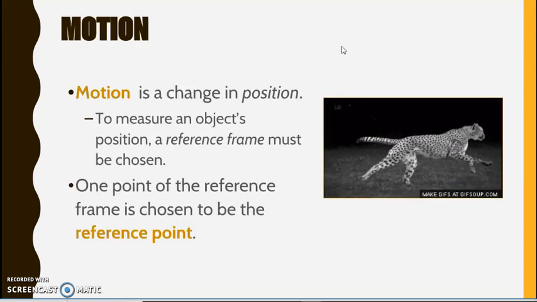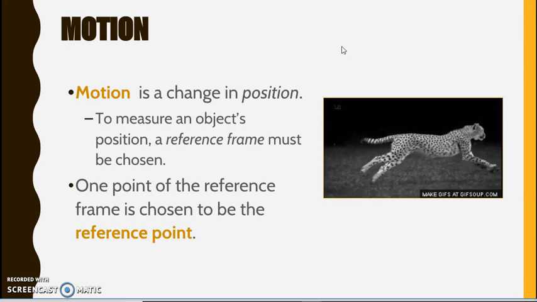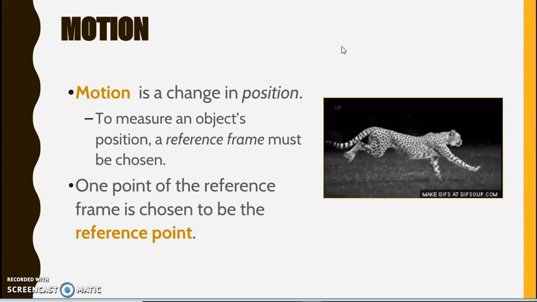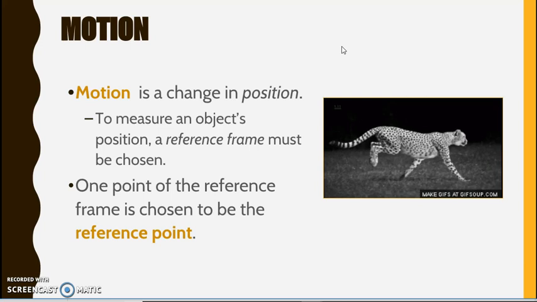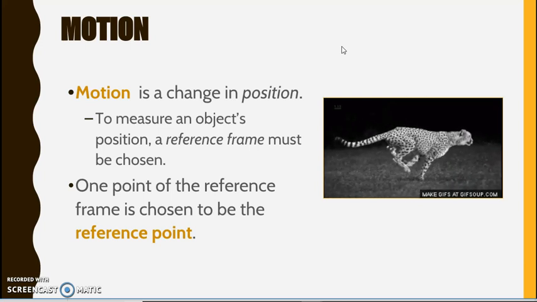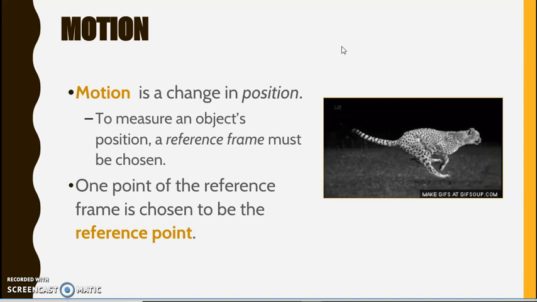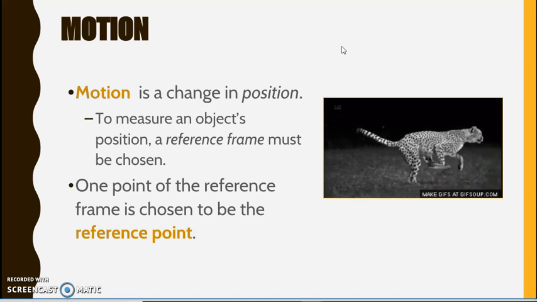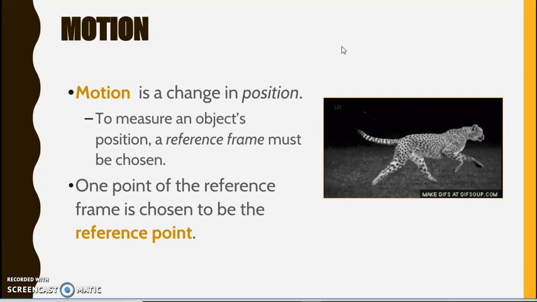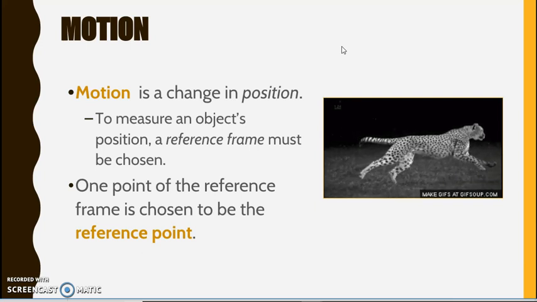So when you hear the word motion, I know you think of movement, of something actually moving. That's what the word motion means. But we're going to call it a change in position. So you have an object and it's going to change from one position to another position. But one thing that's important to think about when you're talking about motion is your reference point.